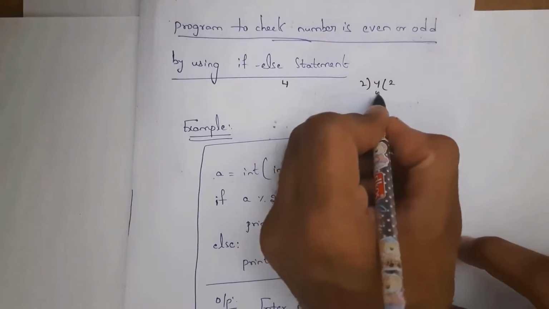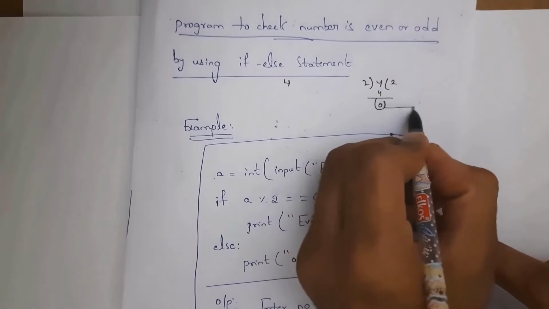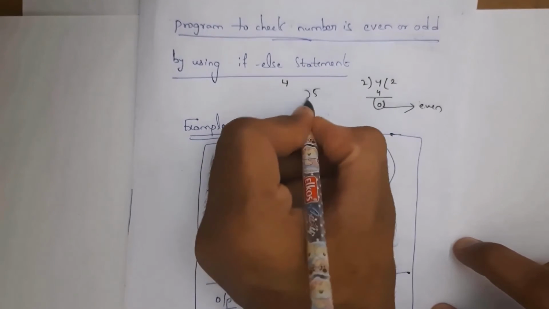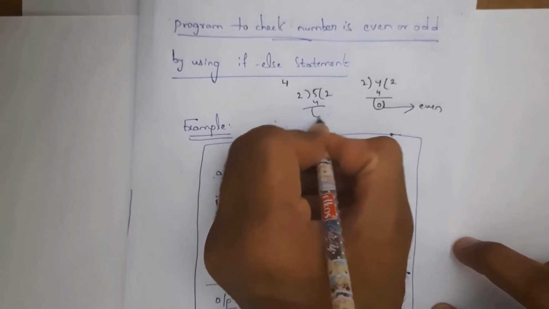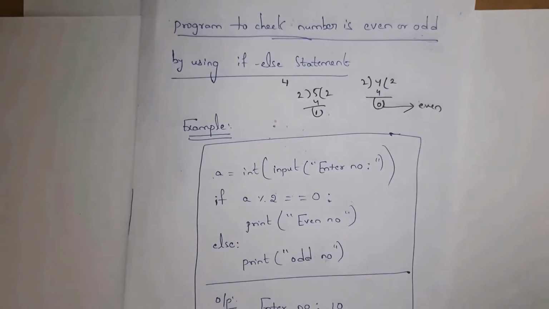So 2 to the 4, remainder 0. So 4 is an even number. For example, if I divide number 5 by 2, 2 to the 4 and remainder 1. So 5 is not an even number, 5 is an odd number.